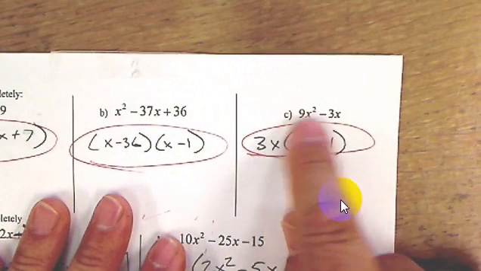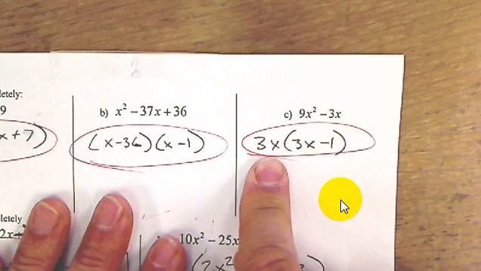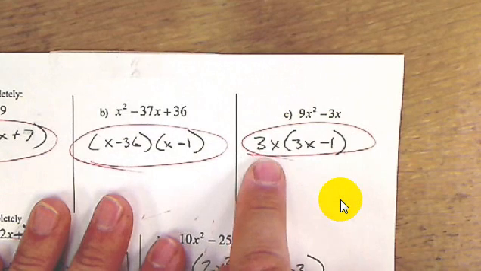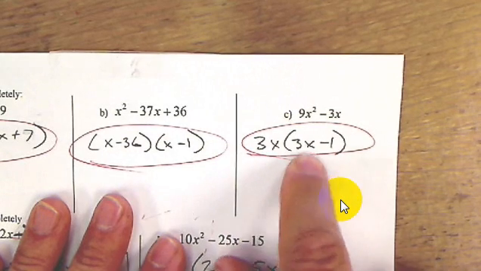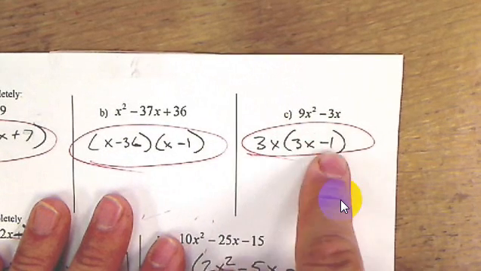Common factor is 3x. Pull out the 3x. To check it, you'd go 3x times 3x is 9x squared. 3x times -1 is 3x.